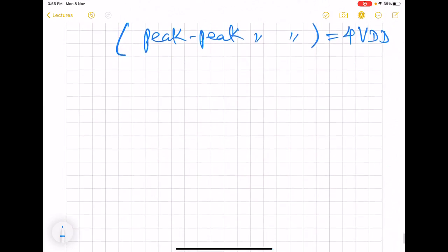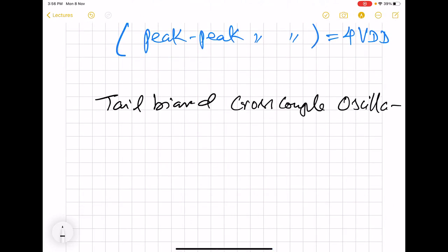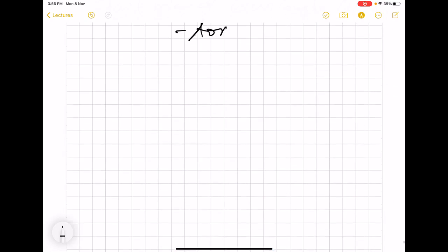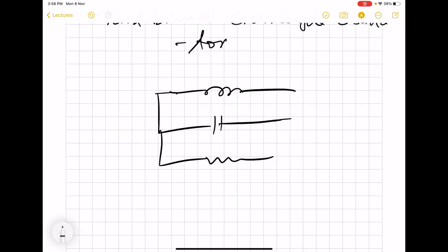But now we can have another version of this oscillator where the current, their sum, is going to be fixed, determined, but the source voltage is free. So this is called tail biased cross-couple oscillator. So in this case, we have everything else same. C, R, all these things are same as the earlier case.